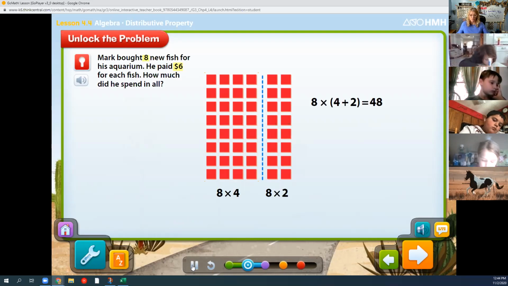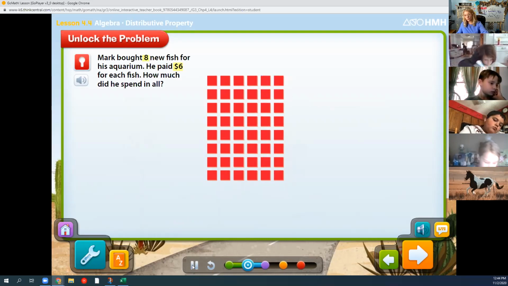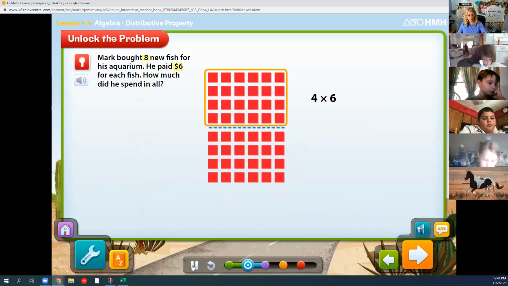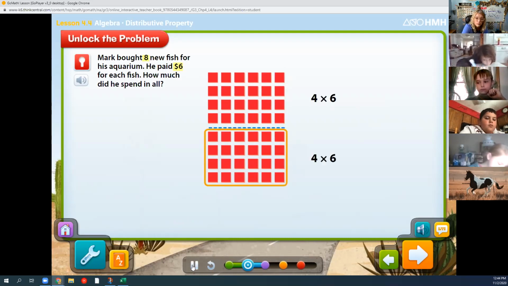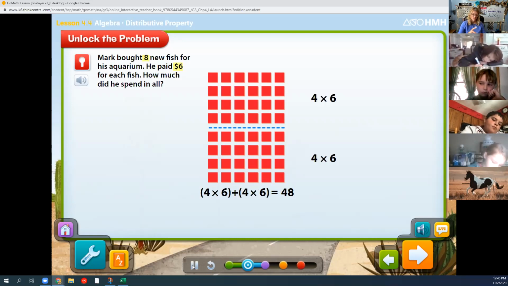Equals 48. You could also break the array into 4 rows of 6 squares and 4 rows of 6 squares. 4 times 6 plus 4 times 6 is equal to 48.